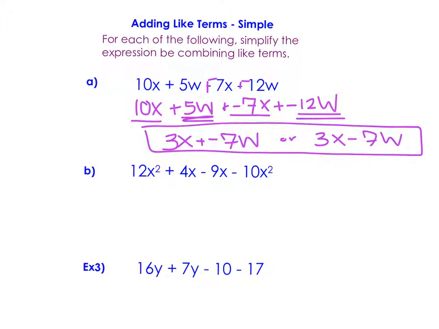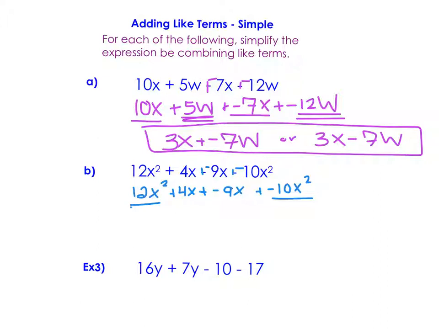Then if we look down at the second example, here we see, again, good places to use keep, change, change. Then we have 12x squared plus 4x plus a negative 9x plus a negative 10x squared. And we're looking for like terms. And remember, x squared and x are not alike.